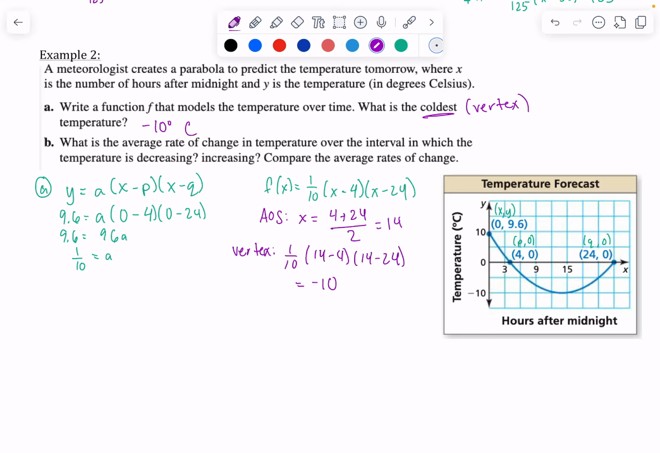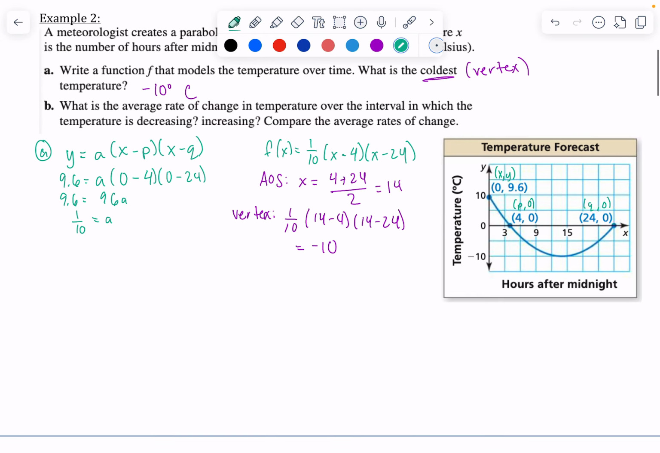All right, very good. B, what is the average rate of change in temperature over the interval in which the temperature is increasing? Compare the average rates of change. Okay, so average rate of change is essentially slope, which we've already discussed in previous lessons, is just y2 minus y1 over x2 minus x1, which is the change in y over the change in x.